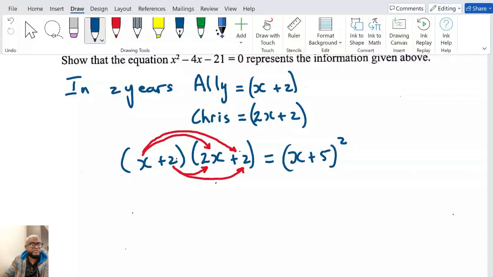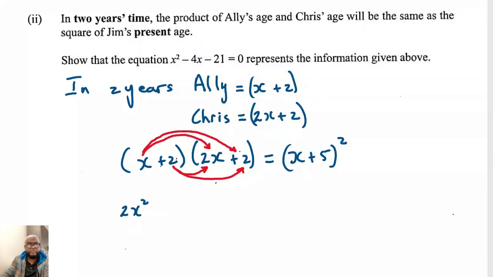X by 2x as well. X multiplied by 2x is 2x squared, boom. X multiplied by 2 is 2x. Compose yourself. 2 by 2x would be what? Then 2 by 2 would be, right. So I save us a line there.